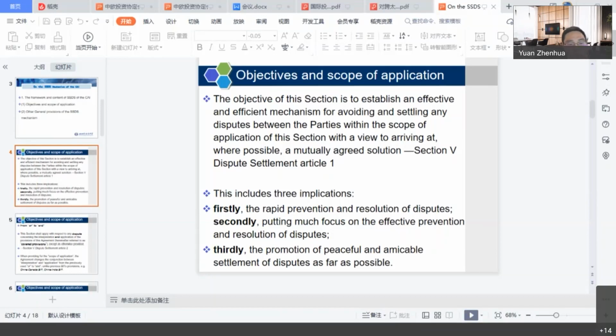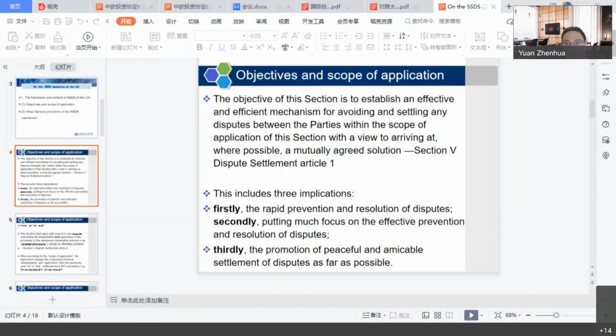So, except as otherwise provided. According to the language, when providing for the scope of application, the agreement changes the conjunction between interpretation and application from the previously used "or" to "and", unlike previous BIT provisions, for example the China-Canada BIT and China-India BIT. It's a minor difference, but maybe it will cause some great change about the application scope of the agreement.